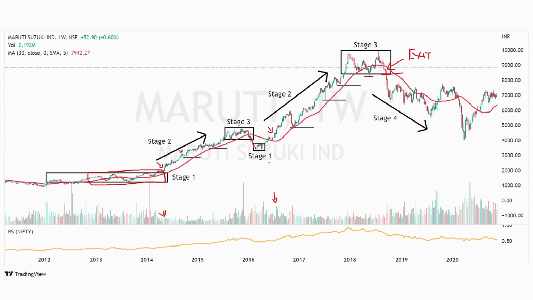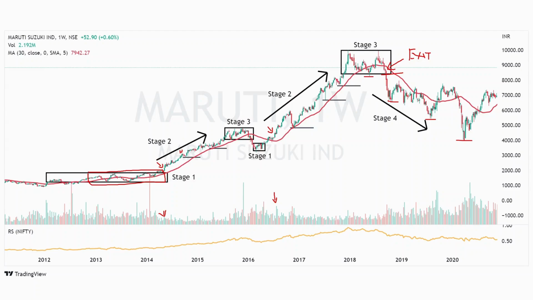So you can see this, and then once you exit and stage 3 is broken, we enter into a stage 4 downtrend where this is a lower low, lower low, lower low. So you see here how this plays out. It actually played out in Maruti, which is probably a sector leader. So if you are able to capture these moves, you can actually get significant returns.